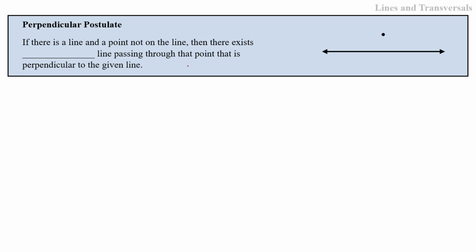The perpendicular postulate is very similar. It says if I have a point not on the line, then how many lines exist that go through that point and are perpendicular to this given line? Same thing, common sense, and you can just picture it. There's only one line, which is that line right there. That's the only line you can draw that's perpendicular, because we have to draw a right angle. If I try to draw another line, it won't be perpendicular. It's going to be slanted, and it's not going to make a right angle.